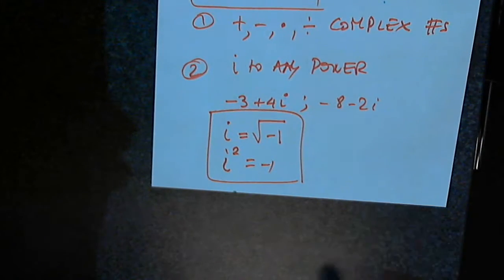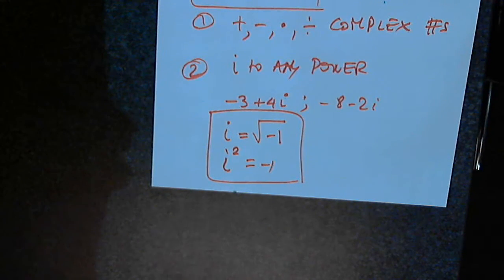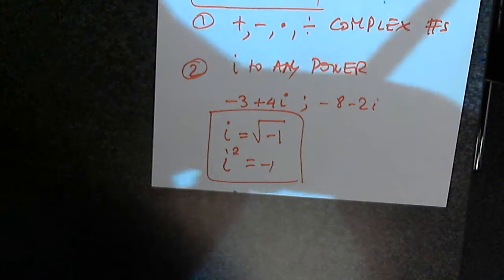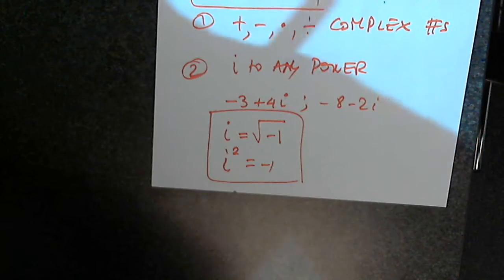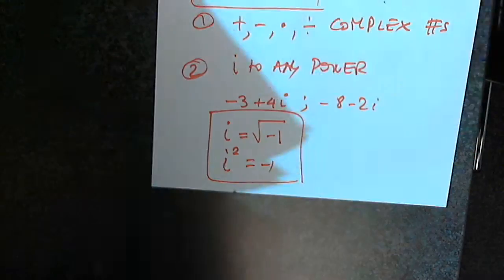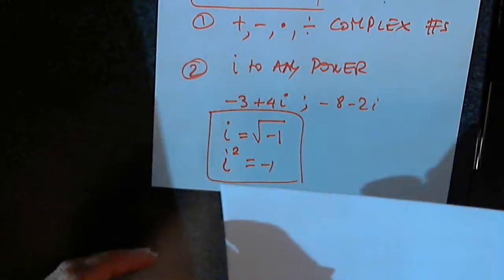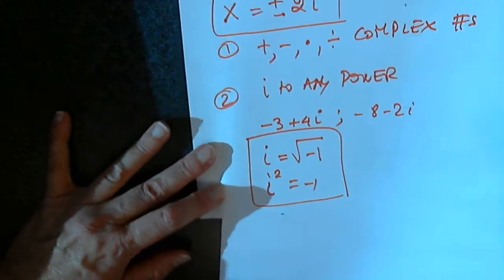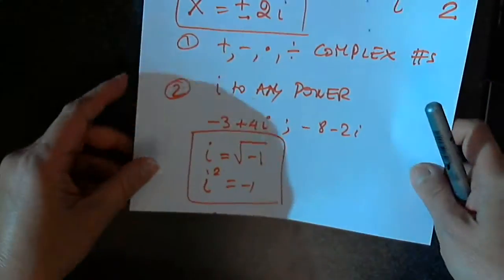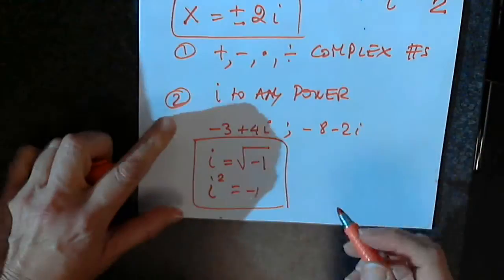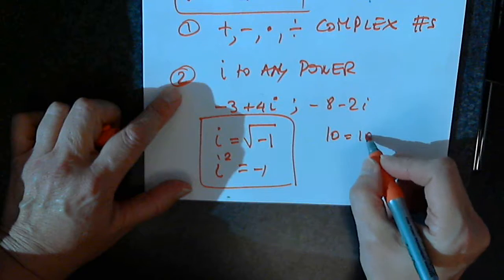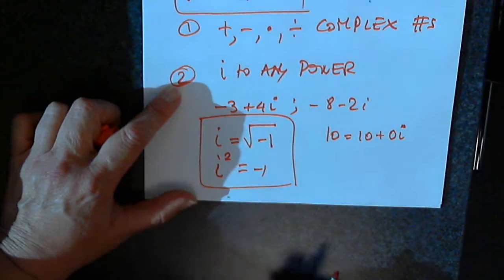Now, one more thing. Can I write any real number as a complex number? So in other words, I'm asking, the real number set, is it bigger or smaller than complex number? Bigger, because I can write any real number as a complex number, like 10 equals 10 plus 0i.